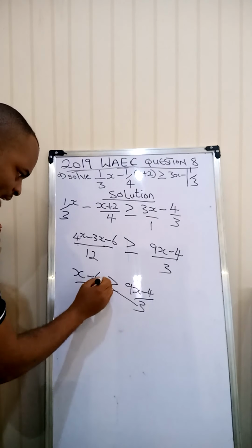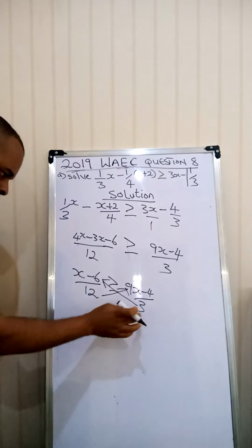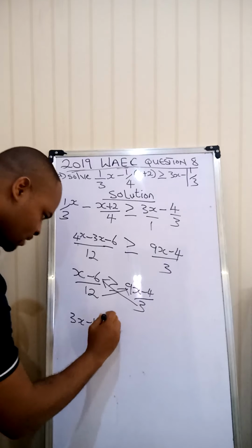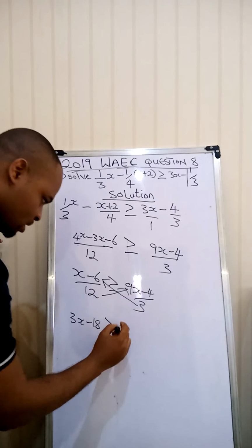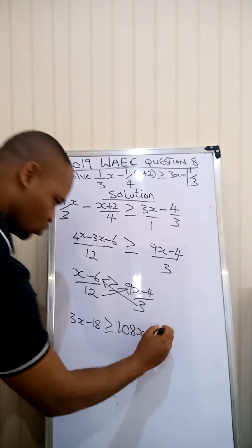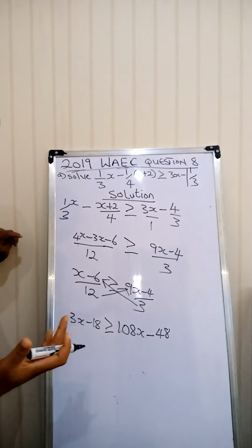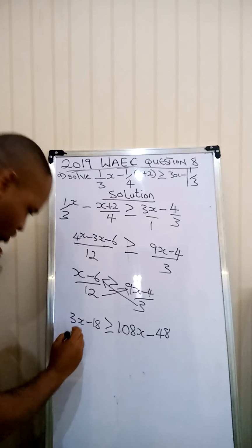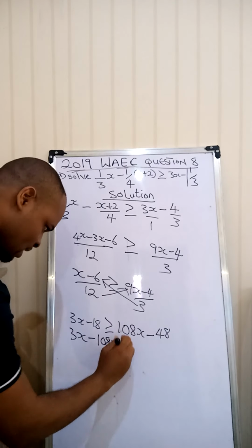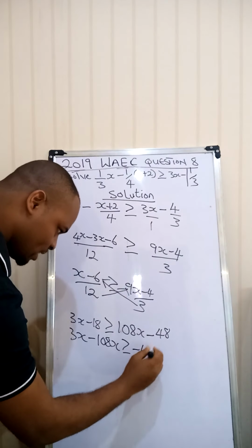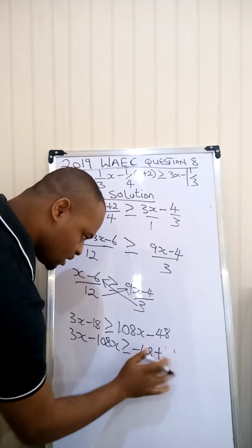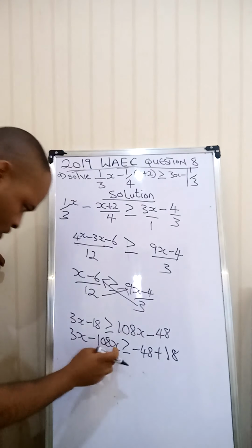So we can cross multiply. 3 will multiply everything here, which will give me 3x minus 18 greater than or equal to 12 times 9, which is 108x, minus 4 times 12, which is 48. Now collect like terms. Bring this one here, take this one here. So I'll be having 3x. When this crosses, it becomes minus 108x greater than or equal to minus 48 on this side. When this crosses, it becomes plus 18.